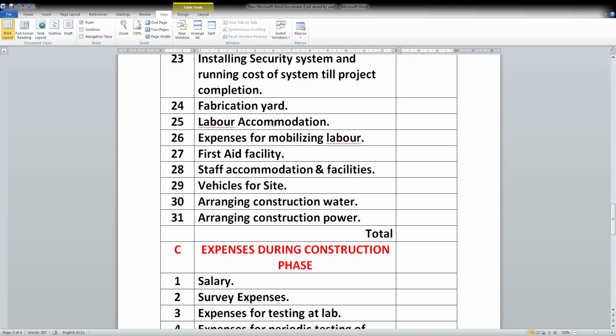Labor accommodation. If you have to accommodate labor within site or outside site, those costs, labor toilets, maintenance, and their furnishing for labor accommodation, all those heads which come under labor accommodation have to be considered here.